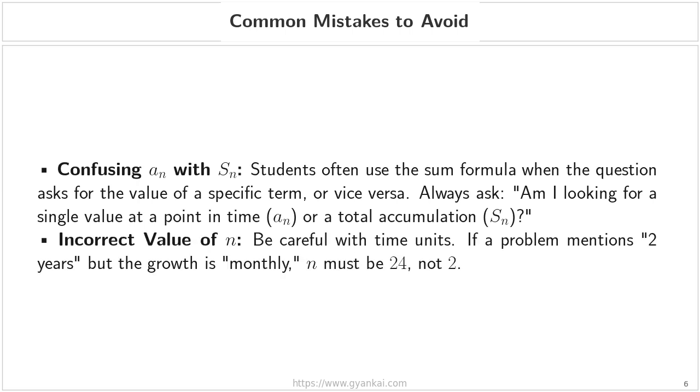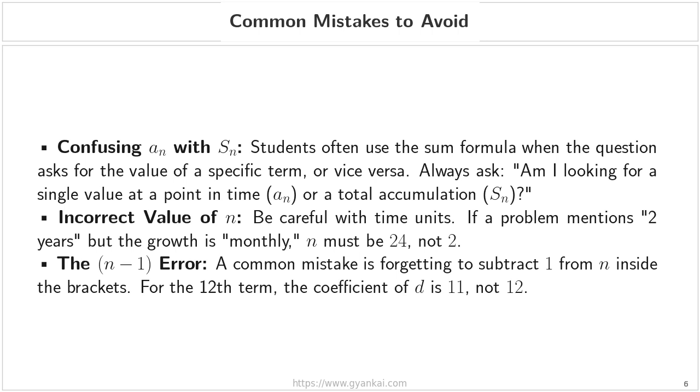Second, pay close attention to your value for n. A common mistake is using an incorrect number of terms due to mismatched time units. For instance, if a word problem mentions a duration of 2 years, but the growth or change is happening on a monthly basis, you cannot simply use 2 for n. You must convert that time into months, meaning n must be 24, not 2. Always ensure your n matches the frequency of the common difference.